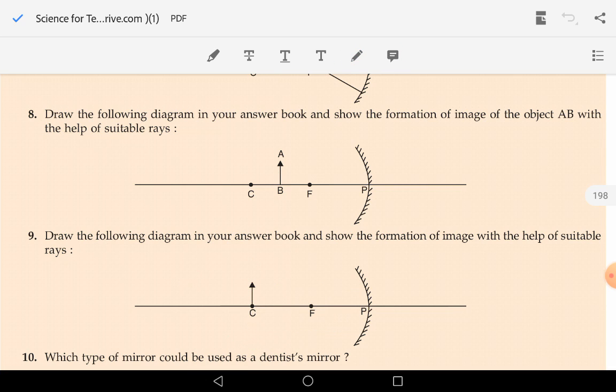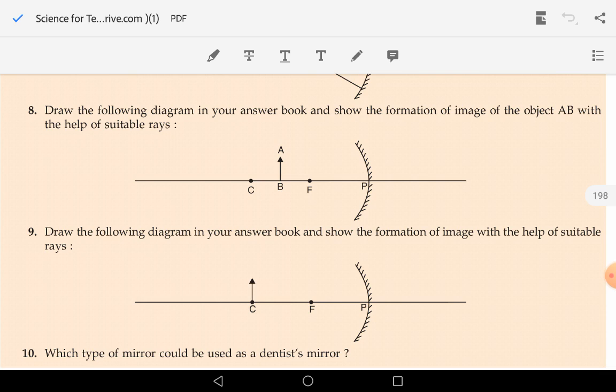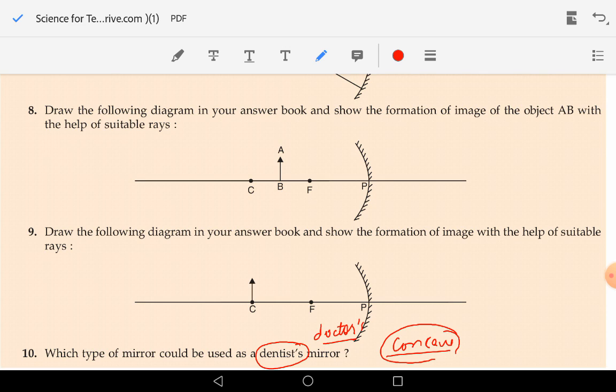Now moving on to the next question, that is question number 10: which type of mirror could be used as a dentist's mirror? Dentist's mirror, or the doctor's mirror. So we all should know that it is a concave mirror which is used by a dentist to see the image of the teeth of the patient. Okay, so in such a case where will the object be kept? Remember, when a dentist is using a concave mirror to see the tooth of the patient, the tooth is the object, and it will always be between the focus and the pole of that mirror. Okay, so that is the position of the object.